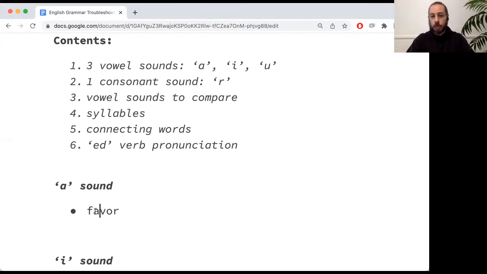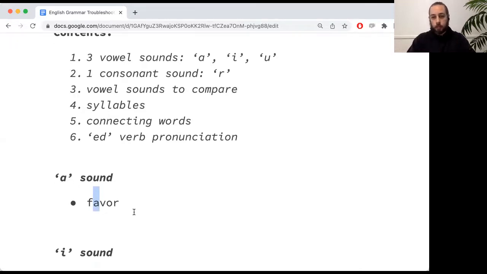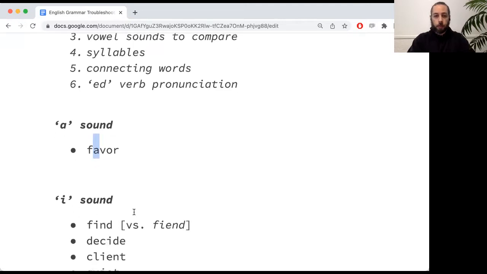So the first word is favor, favor. That gives you the nice A sound there, A, favor. Repeat after me. Favor. Okay, let's jump to the I sound after that.